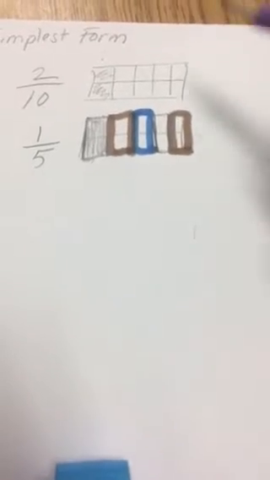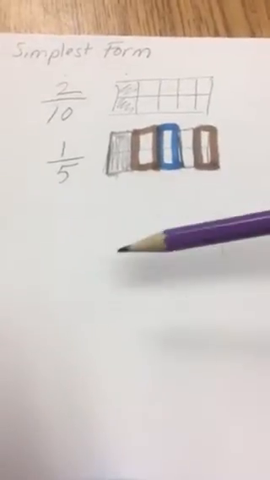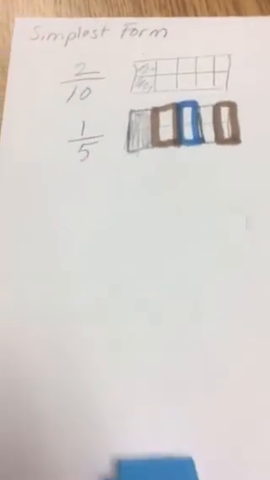Now, we can do this with factors and dividing to make it a little simpler. Make it a little less drawing, because sometimes our numbers are going to get much bigger, and we want a faster way to make sure that we can find the simplest form. So I'm just going to show you again with the fraction 2/10.